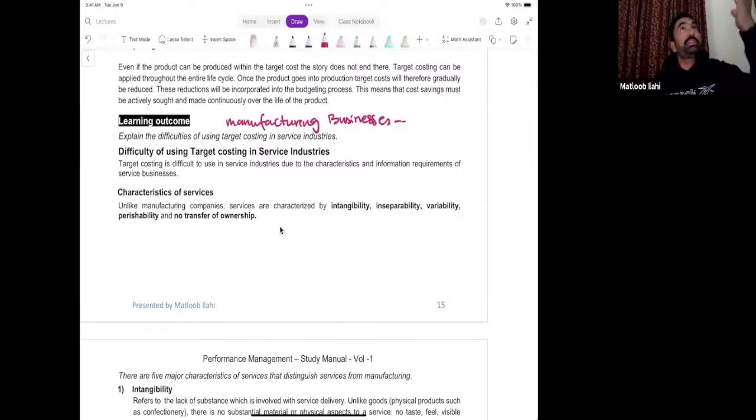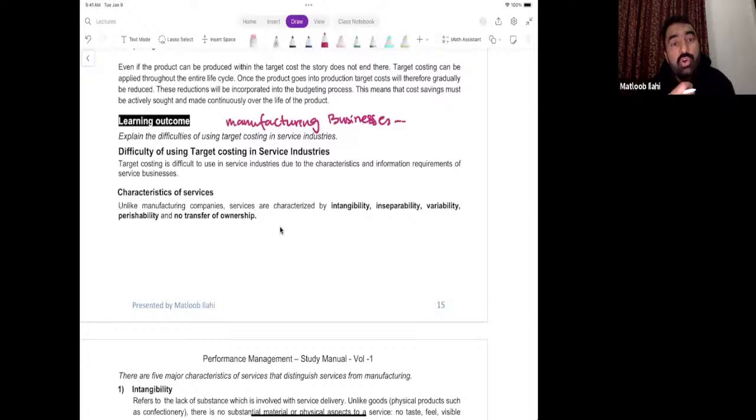You can see AC, fan, ceiling, flooring, furniture, TV, sofa. All these are manufactured products. But I am providing you a service right now. When you go to a hotel, restaurant, hospital, gym, when you go for your car repair, or for home cleaning, all these are different types of services.